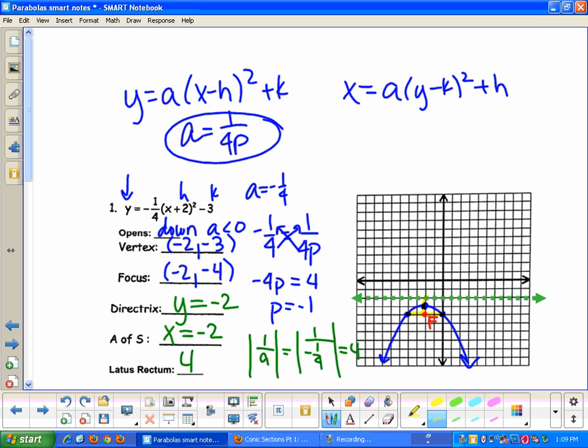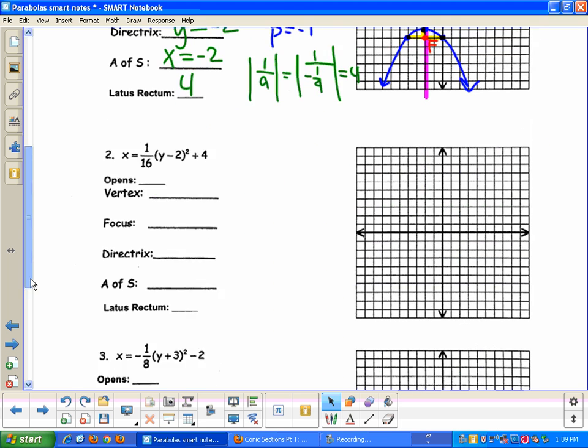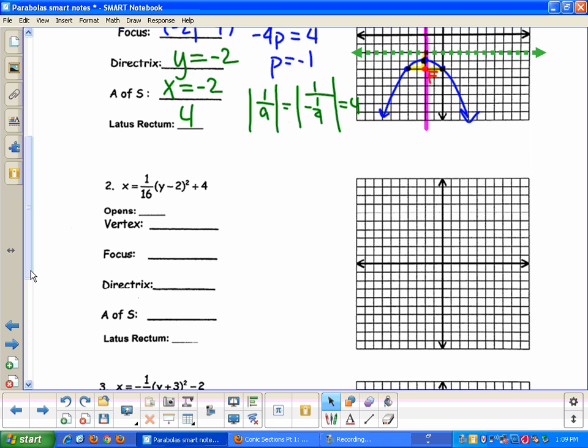So let's go ahead and do another practice one. And before I do another practice one, this line right here is the line that would cut my parabola in half. That's why we had our axis of symmetry at x equals -2. All right, so for the next one, we have an x equals equation. Because it's x equals, I know that my graph is going to open to the left or the right. I know in this case, because my a value is positive, my graph is going to open to the right.